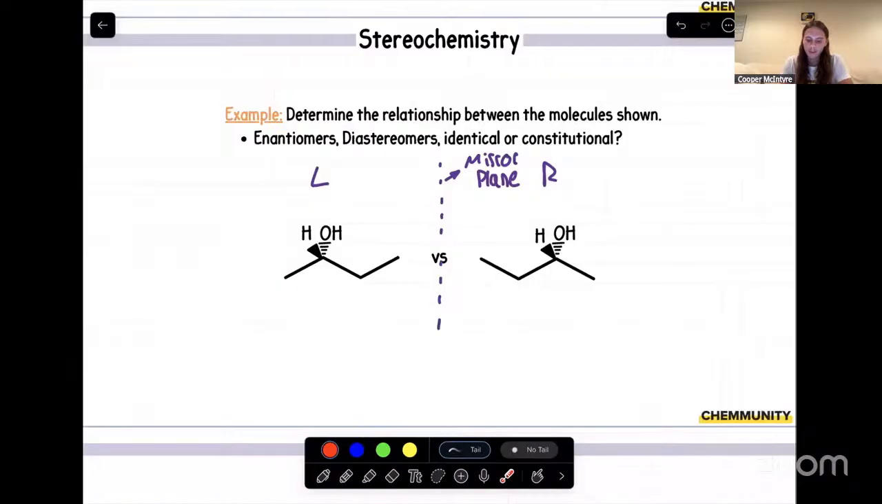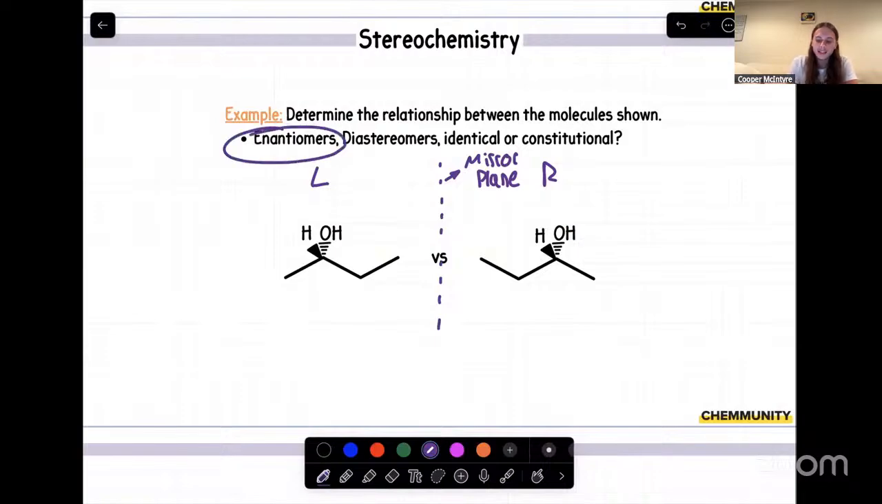In this example, our ethyl group on the left molecule is facing towards our mirror plane, and this ethyl group as well is facing towards our mirror, and then our methyl groups are facing away from them. And since our wedged and dashed notation on both molecules align with each other, that means they are mirror images. So since they are mirror images, that means we're dealing with enantiomers.